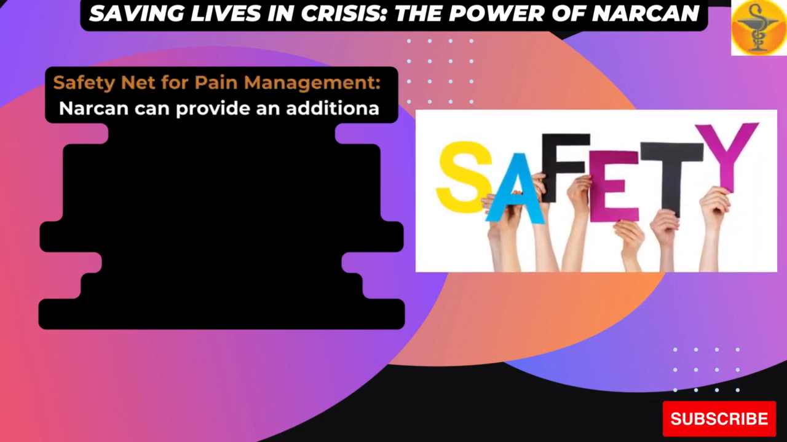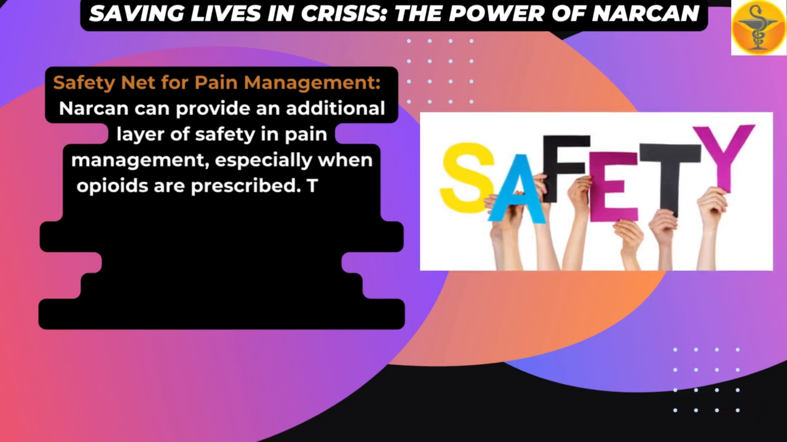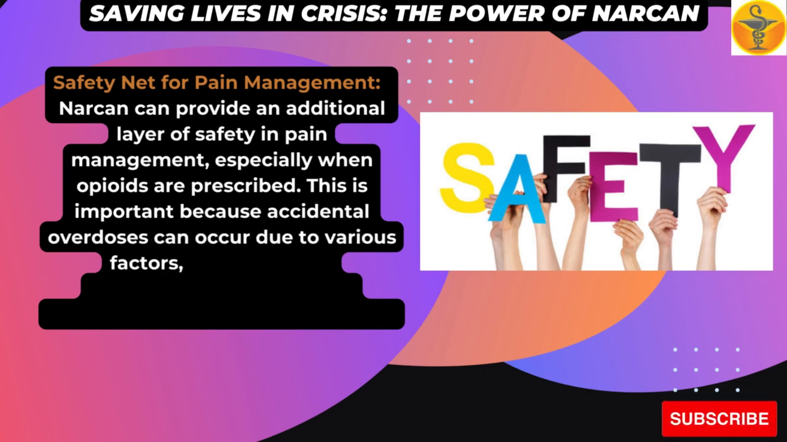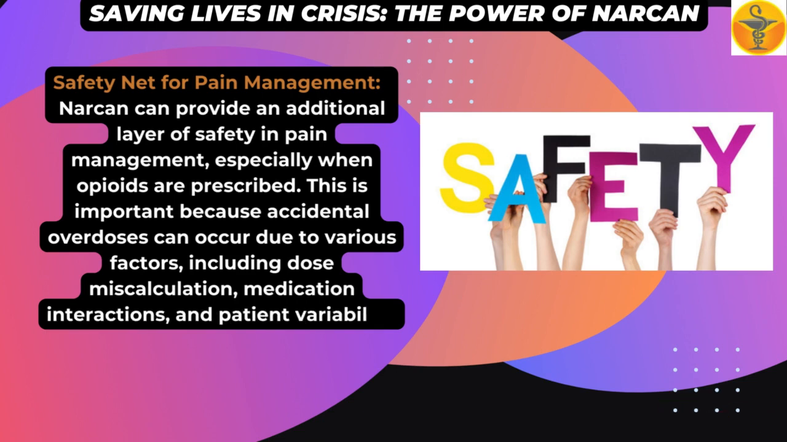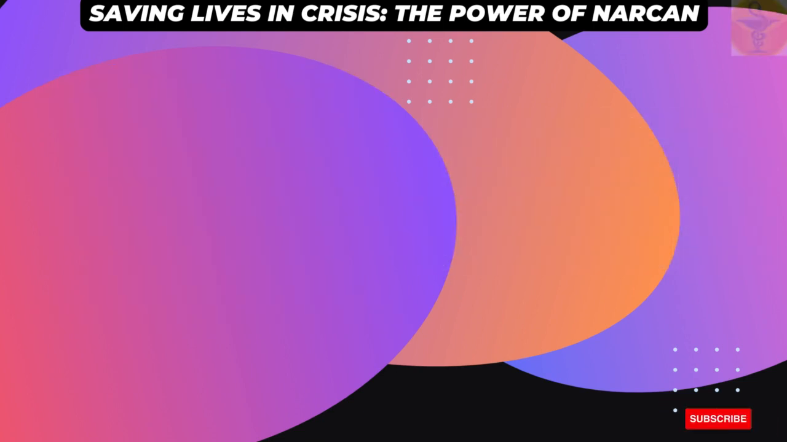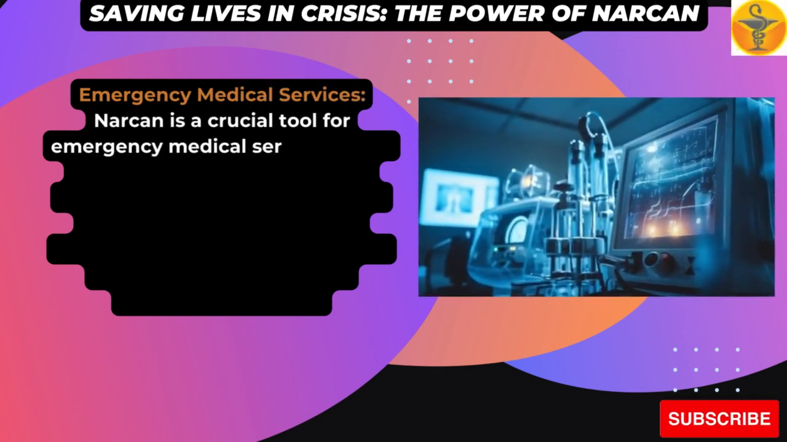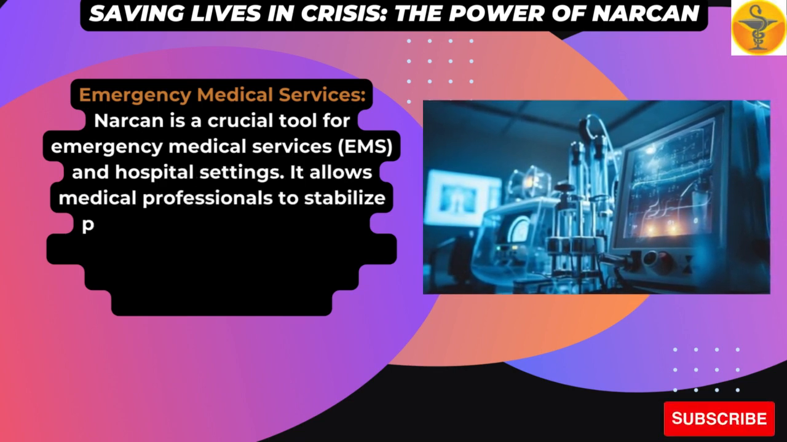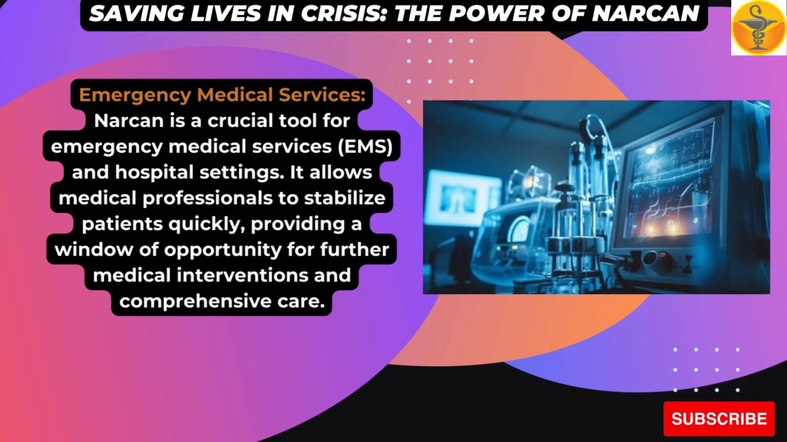6. Safety net for pain management. Narcan can provide an additional layer of safety in pain management, especially when opioids are prescribed. This is important because accidental overdoses can occur due to various factors, including dose miscalculation, medication interactions, and patient variability. 7. Emergency medical services. Narcan is a crucial tool for emergency medical services, EMS, and hospital settings. It allows medical professionals to stabilize patients quickly, providing a window of opportunity for further medical interventions and comprehensive care.